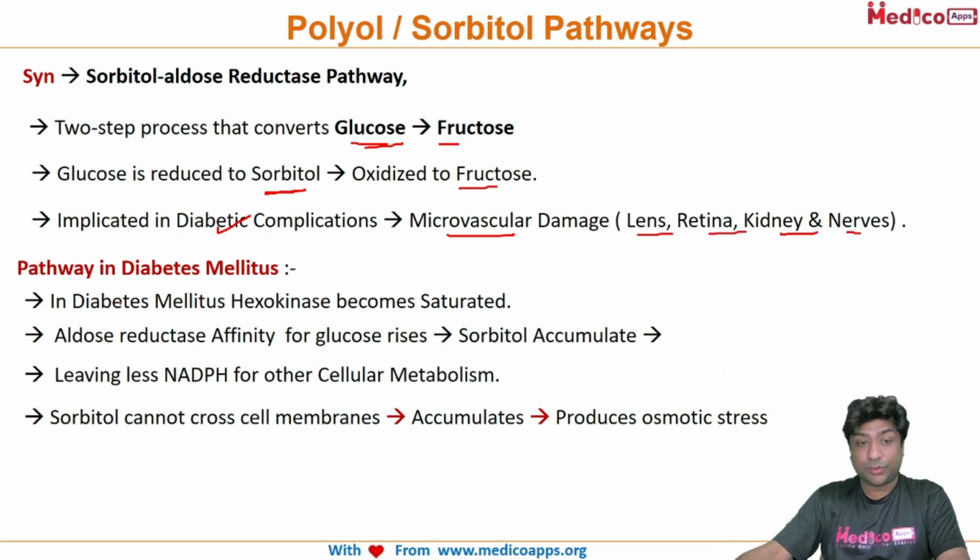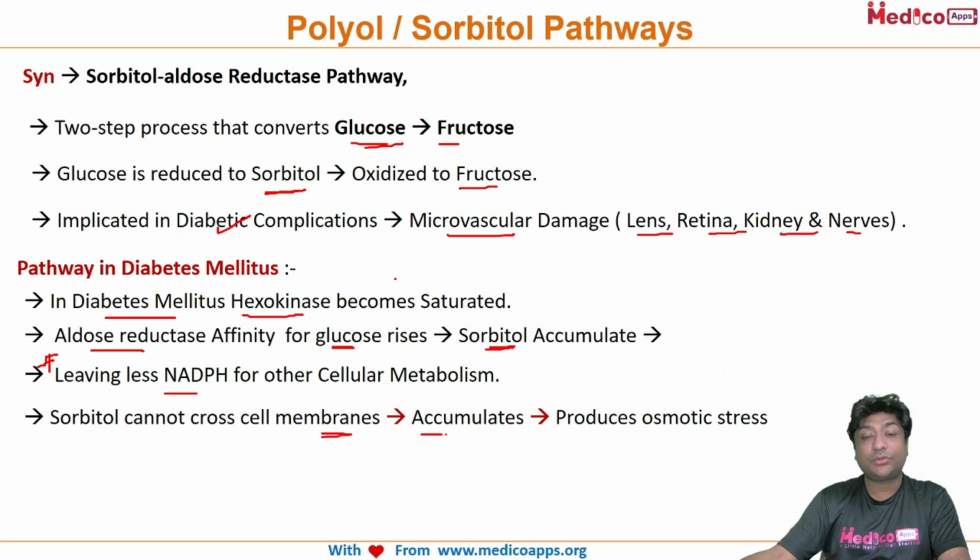Again, as I told you, in diabetes mellitus hexokinase is saturated. So aldose reductase changes this glucose into sorbitol, which starts accumulating. And because there is less NADPH available for other cellular metabolism, and sorbitol cannot cross the cell membrane, it accumulates and produces osmotic stress, leading to damage. So this was all about the polyol pathway.